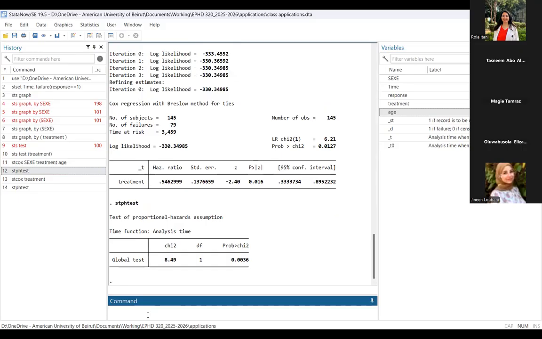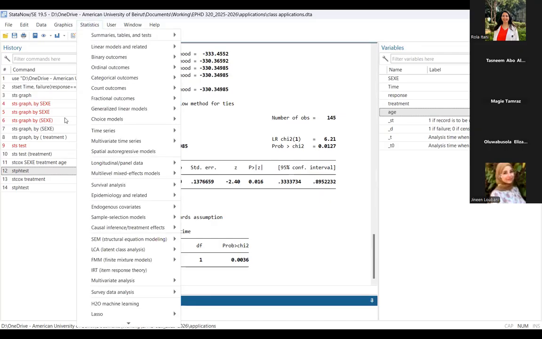According to the test, there is still a violation of the proportionality of hazard, and this means that we have to take into consideration the time. I'm not going to go into a lot of detail on what to do, because most of the time we don't take only the treatment. There should be many more covariates to check at the end whether the proportionality of hazard is violated or not. At least what I saw in the log minus log graph, that we can do here as well, is that the curves were parallel. They were parallel over there, right?